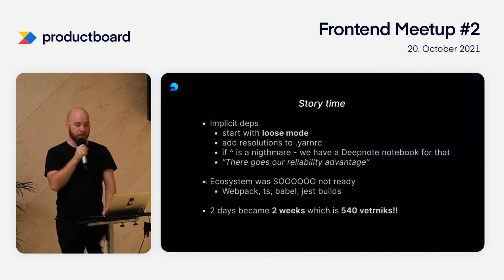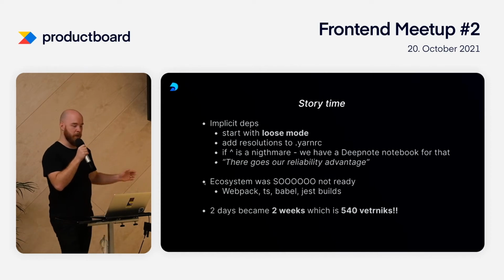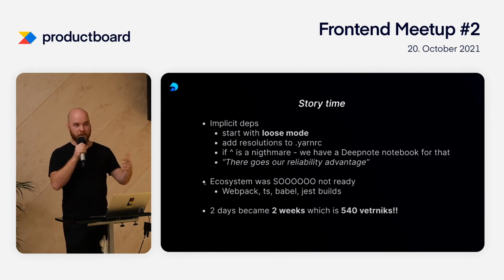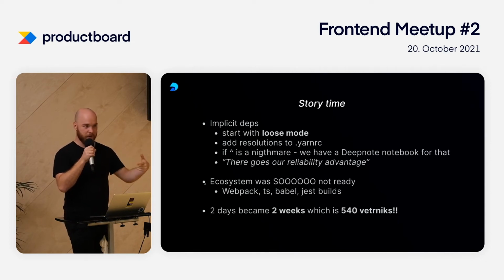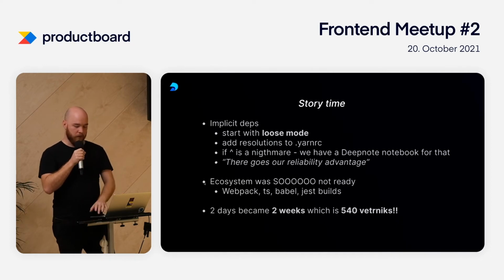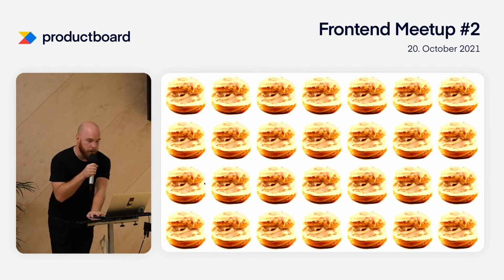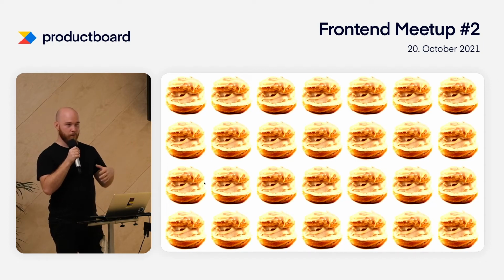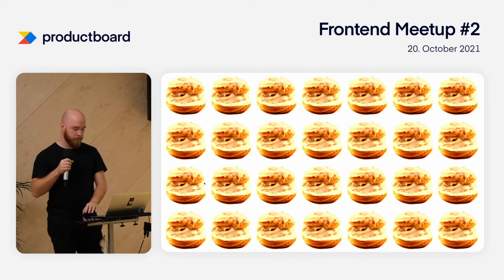Back then, the ecosystem was not ready, and our monorepo was also not ready, because we had Webpack for the front end, TypeScript builds for the backend, then we had Babel in Webpack, and Jest that uses Babel to run by itself, so you don't have to build before running tests. And yeah, as I said, it became too much, and it was 500 Veterniks. By the way, this is the money currency that we use for defining whether something is worth it or not.